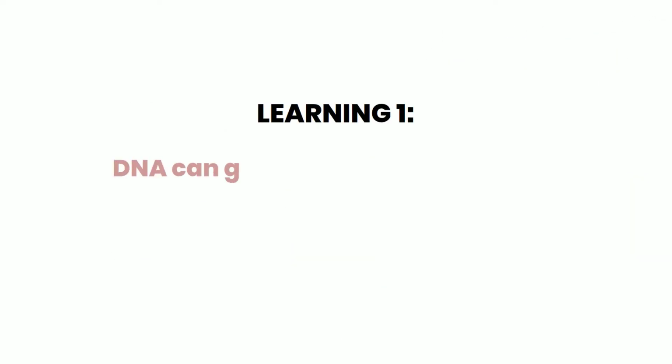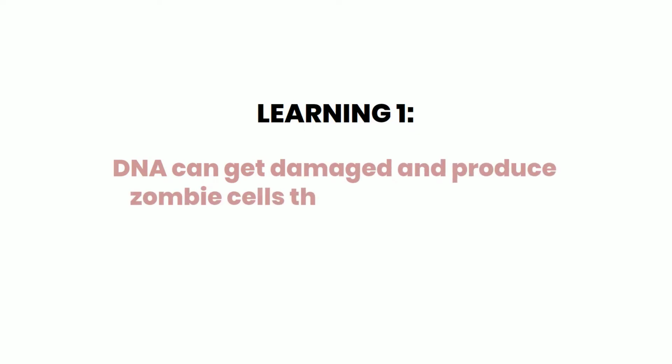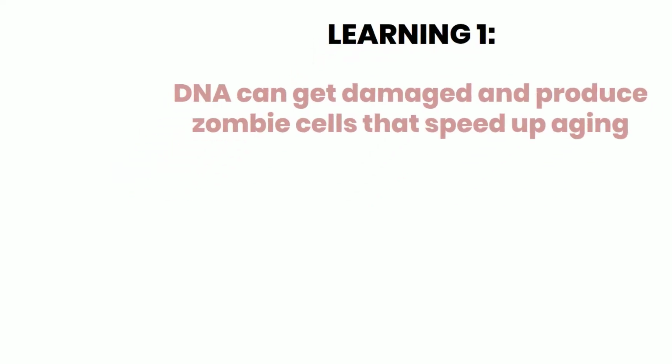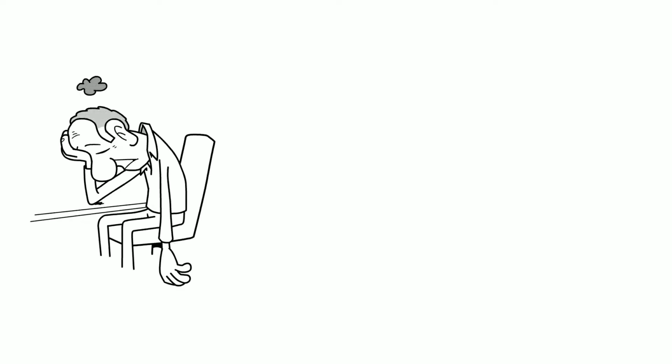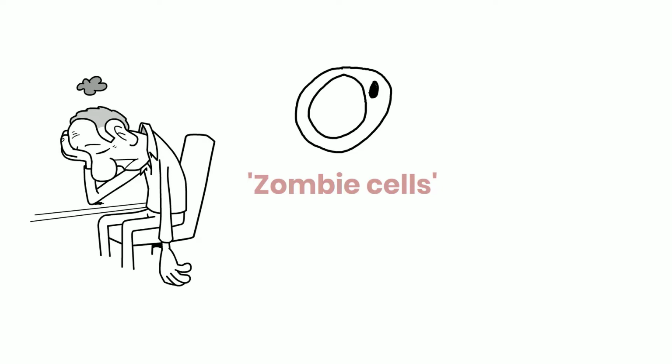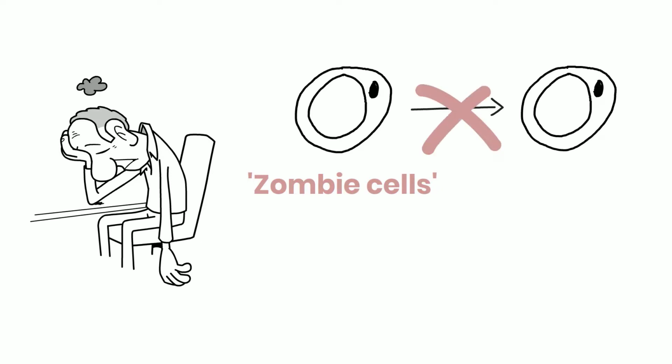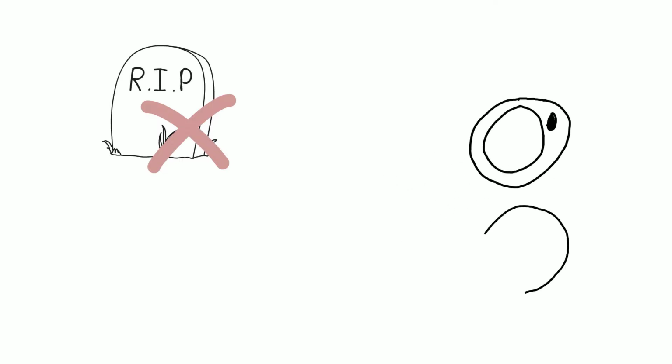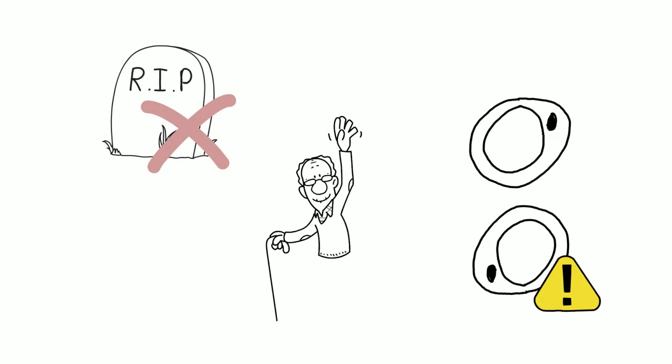Learning 1. DNA can be damaged and produce zombie cells that speed up aging. Aging happens for a number of reasons, and one of them has a lot to do with zombie cells. These cells are essentially senescent, which means that they forgot how to replicate. What's worse is that they're not dead either, which means that they linger around in our body and affect the healthy ones. In other words, they speed up the aging process.